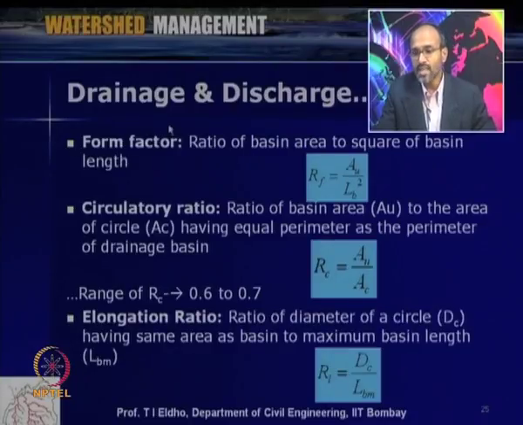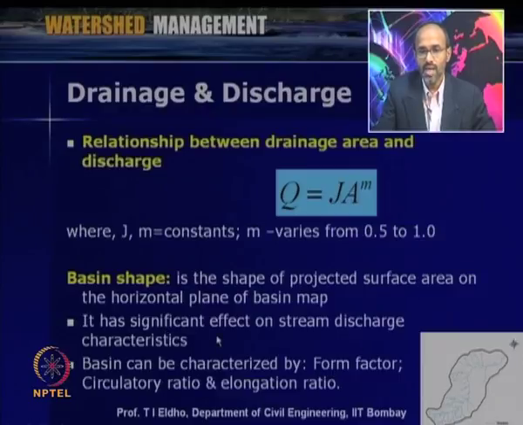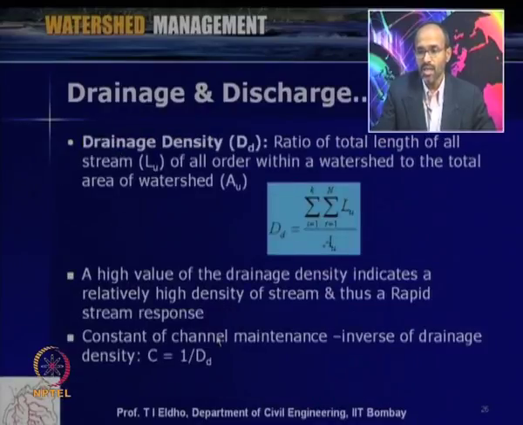So, the form factor is the ratio of basin area to the square of basin length. Then the circulatory ratio is the ratio of basin area to the area of a circle having an equal perimeter as the perimeter of the drainage basin, Au by Ac. This can vary from 0.6 to 0.7 depending upon the watershed. Then the elongation ratio is the ratio of the diameter of a circle Dz having the same area as the basin to the maximum basin length Lbm. So, this is the elongation ratio. These define the so called basin shape. This aspect we have also seen earlier.